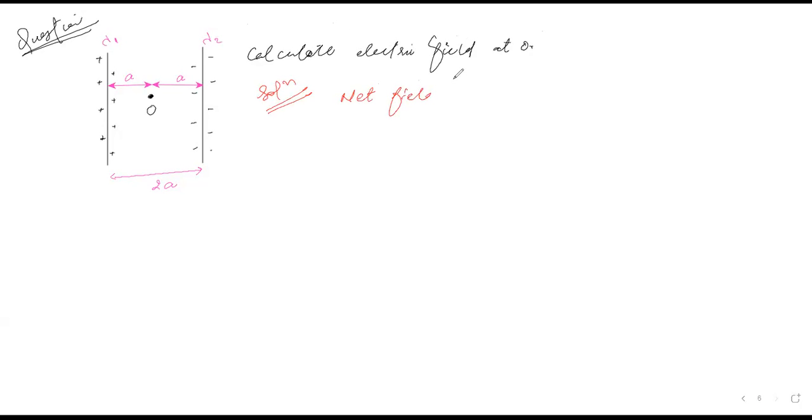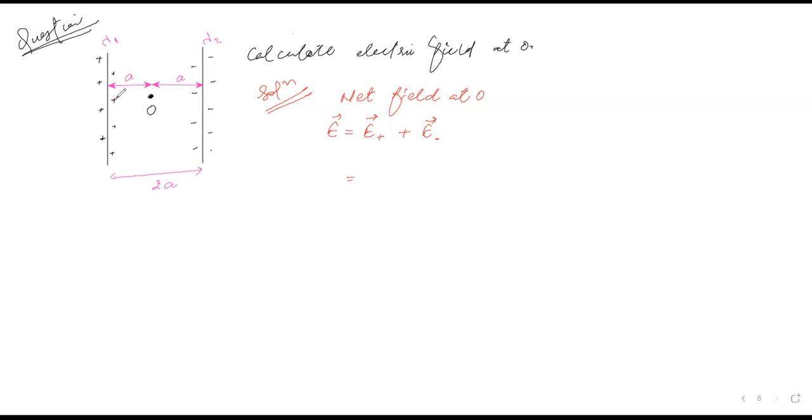I think the net field at O will be, the net field at O is E equal to, I mean, the total electric field is the electric field due to the positive line charge and the electric field due to the negative line charge. Okay. Then can you tell me what will be the direction of the field due to this positive line charge at point O? Can you tell me?